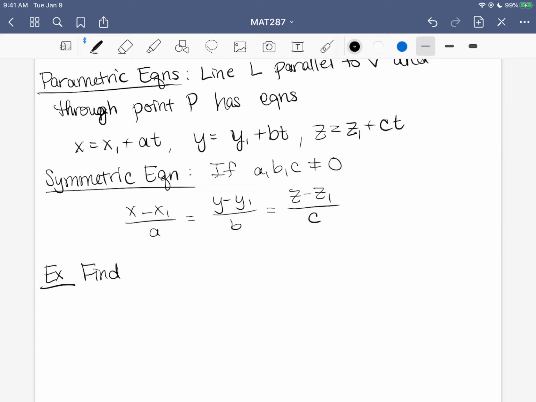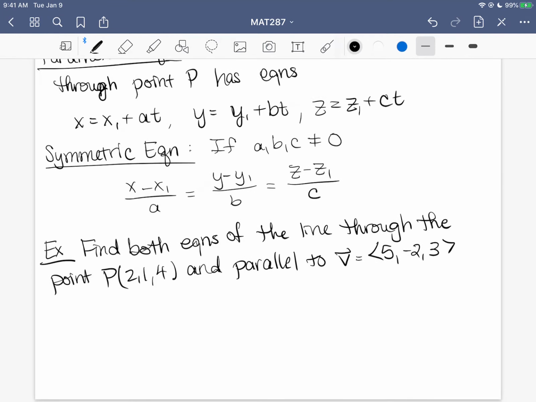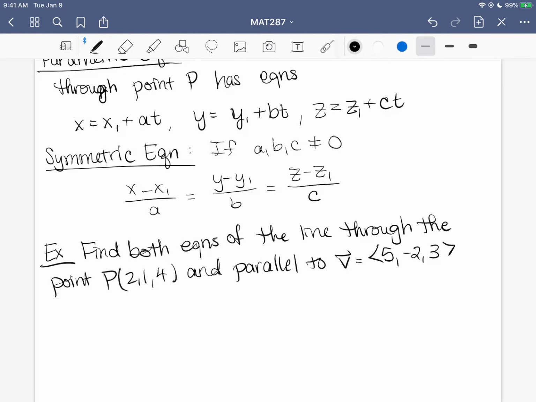So the first one I want to do is find both equations of the line through the point P, which is 2, 1, 4, and parallel to the vector V equal to 5, -2, 3. Okay. So V gives us our direction. And in fact, it's called the direction vector.